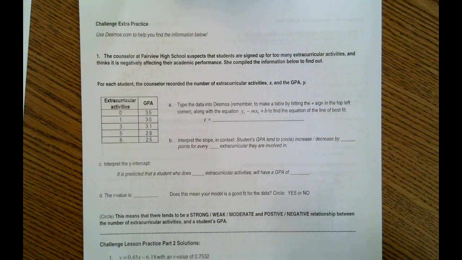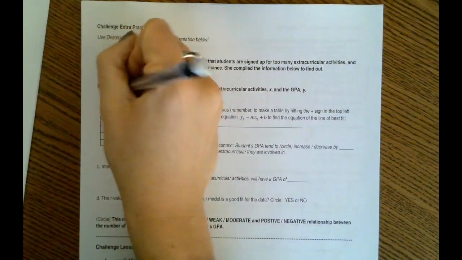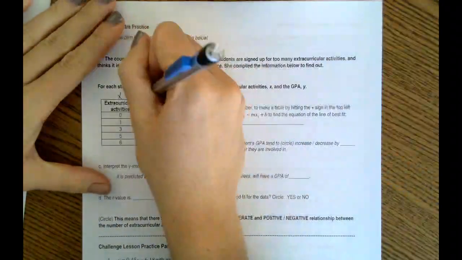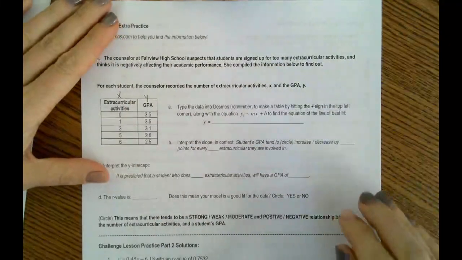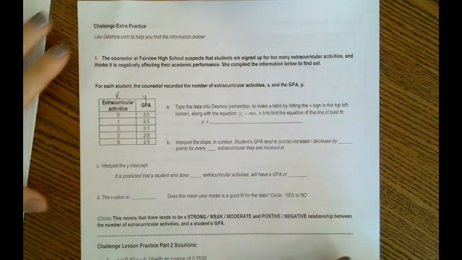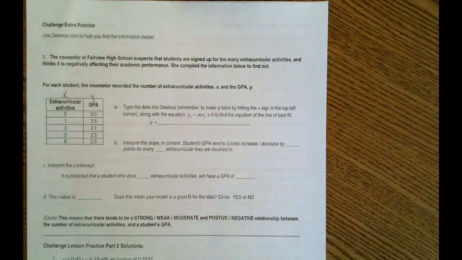So let's see. She said the extracurricular activities is X. Whoops. And the GPA is Y. So it says type the data into Desmos and remember to make a table by hitting the plus sign in the left corner and then typing in your equations. Let me pull up Desmos for us here.